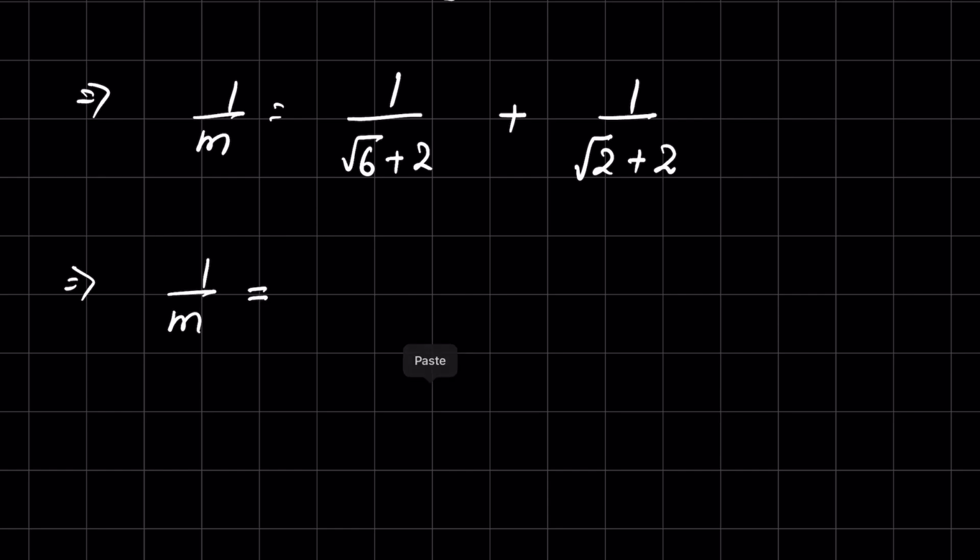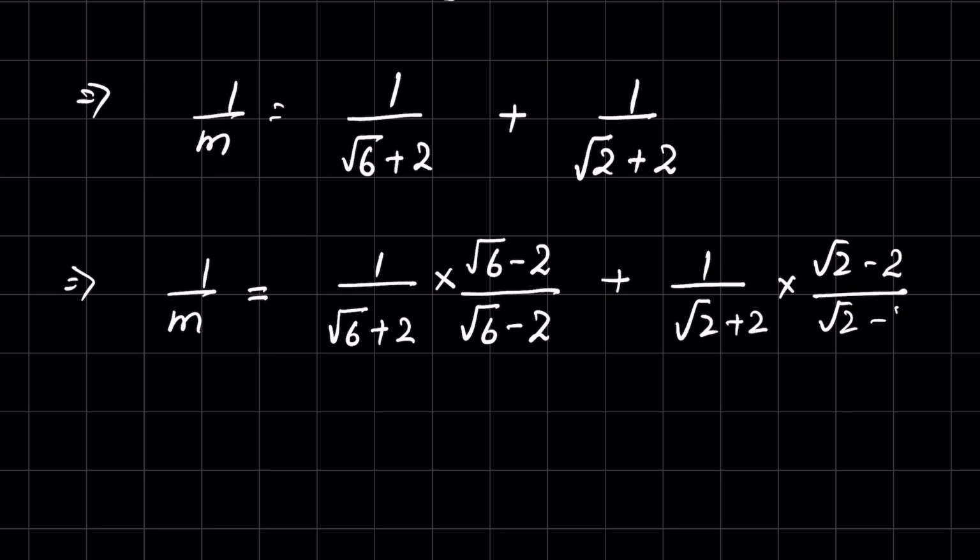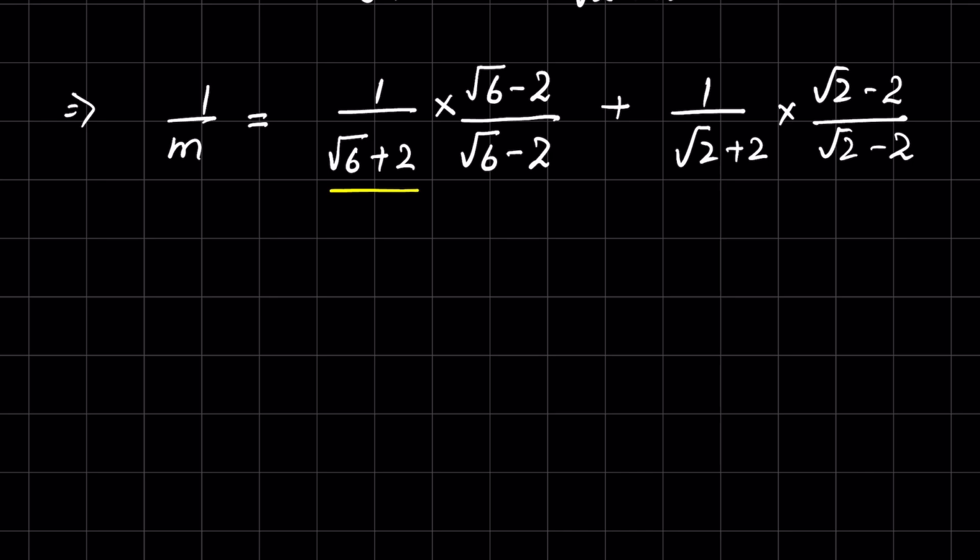So 1 upon m is equal to 1 upon square root of 6 plus 2. To rationalize it, we multiply and divide it by the conjugate of the denominator. Conjugate will be square root of 6 minus 2 upon square root of 6 minus 2, plus 1 upon square root of 2 plus 2 times square root of 2 minus 2 upon square root of 2 minus 2. Now this is in the form of a plus b times a minus b, the difference of squares, which is equal to a square minus b square.